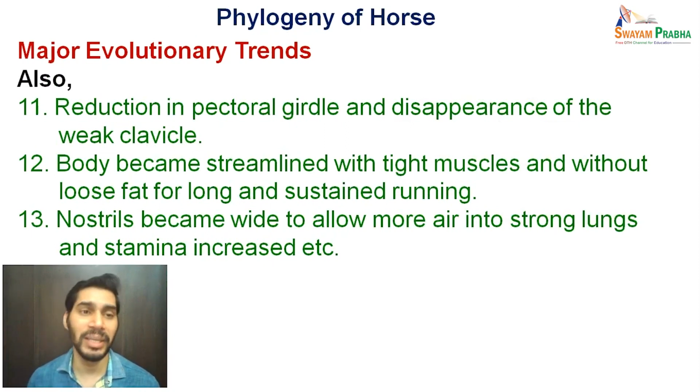Some of them are the reduction in the pectoral girdle and the disappearance of the weak clavicle. Also, the body has become streamlined, with tight muscles and without loose fat, for long and sustained running stamina basically. Besides this, the nostrils have become wide to allow more air into strong lungs, and stamina increased, etc. So these are additional changes which have been seen in the evolutionary history of the horse.